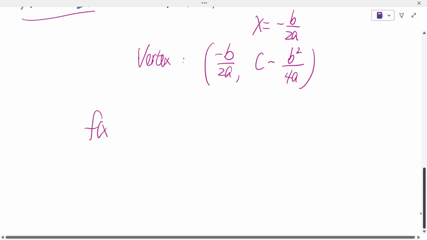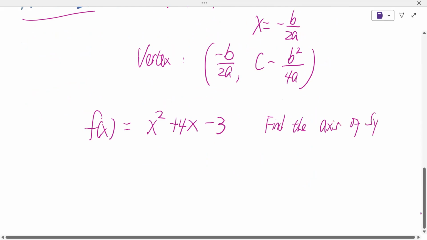So now let's take a look at one example. I'm going to make it very simple. Let's say we get a function f of x equals x squared plus 4x minus 3, something like that. So we get a function here. Let's find the axis of symmetry and also the vertex.